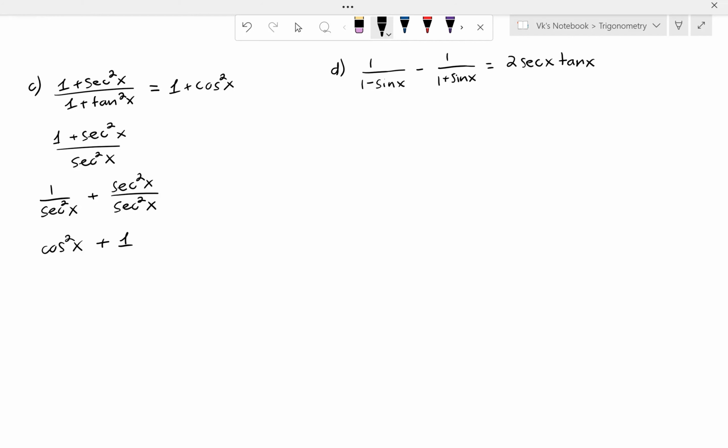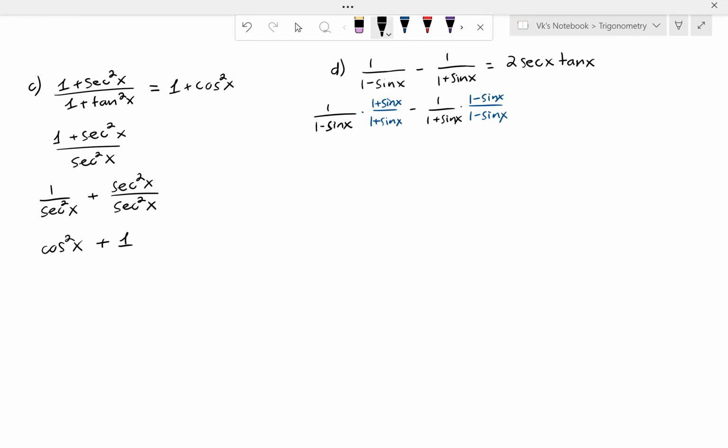1 over 1 minus sine x minus 1 over 1 plus sine x. The least common denominator, or LCD, is 1 minus sine x times 1 plus sine x. So we're going to multiply the first fraction by 1 plus sine x over 1 plus sine x. 1 over 1 minus sine x times 1 plus sine x over 1 plus sine x. And the second fraction, 1 over 1 plus sine x, by 1 minus sine x over 1 minus sine x.